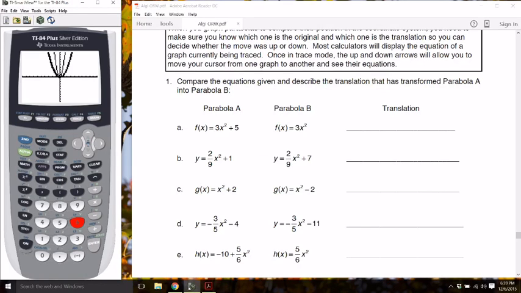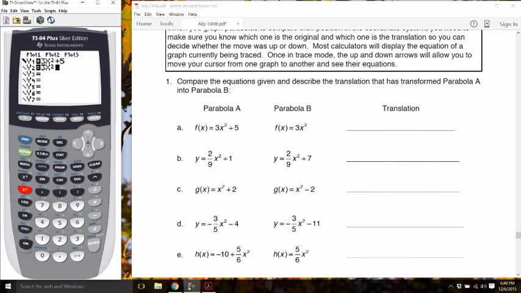Then on the very last page, you're looking at translations of these graphs. You're trying to see if it was shifted up, down, left, or right. So I would graph parabola A in y1, parabola B in y2, and you can make one bold or the other. And then you're just going to write down what happened. So let me go ahead and type these into y equals, and then we'll look at the graph.